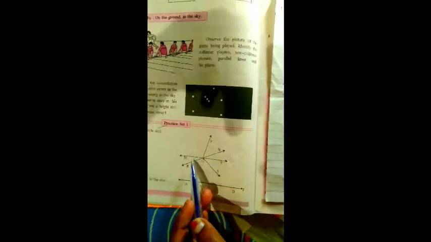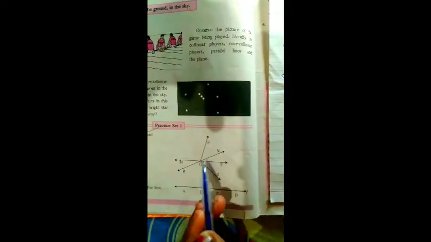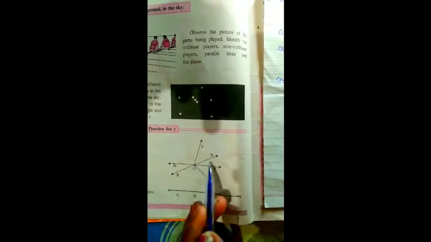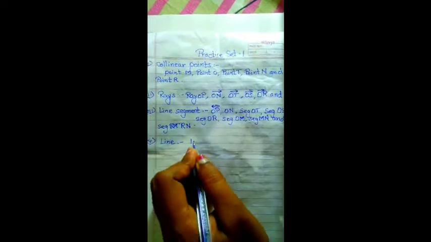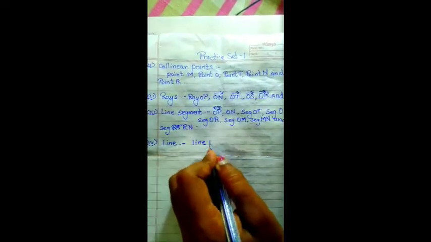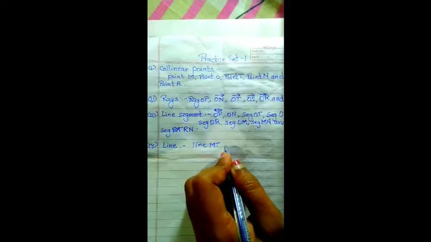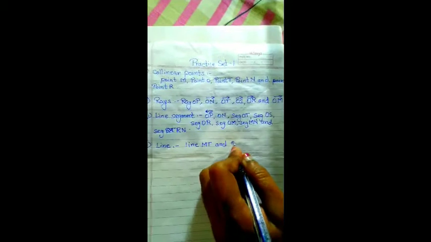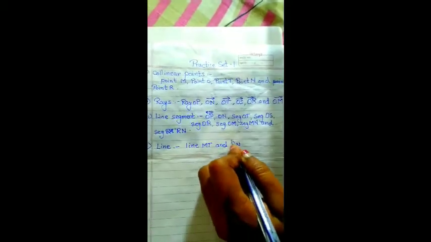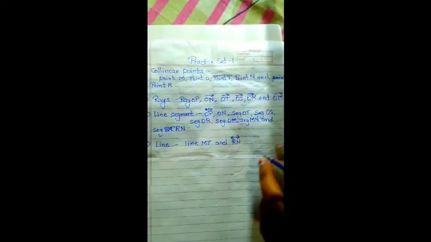Fourth question is lines. See the figure here, these are two straight lines. It means the straight lines are MT and RN. Here there are only two straight lines. You can write line MT and line RN. This is the symbol of a line.